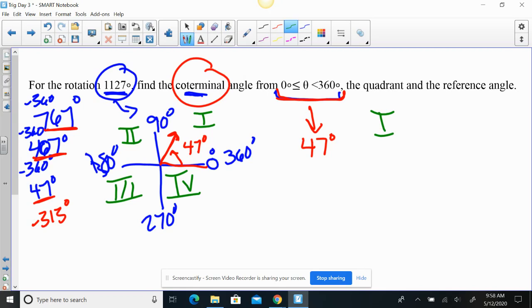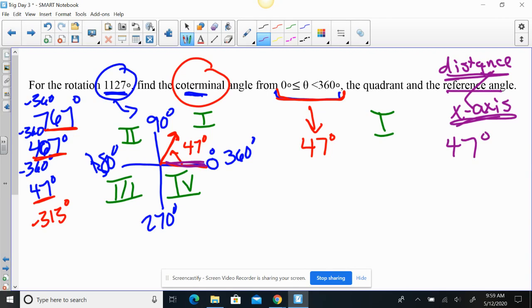Find the reference angle. So reference angle means distance to x-axis. X-axis, guys. I'm sorry. Sometimes it just goes crazy. X-axis, and it's a distance, so it's got to be positive. So how far away is this from the x-axis? 47 degrees. All right, guys, go try that Delta Math assignment.